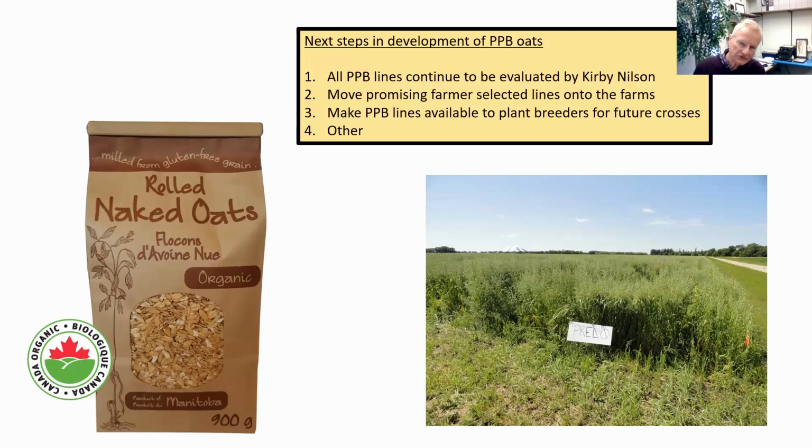So what are the next steps in the PPB oat program? Well, all PPB lines continue to be evaluated by Dr. Kirby Nielsen of Ag Canada at Brandon. And again, I think moving more promising farmer selected lines onto farms might be a possibility, as well as making the lines available to plant breeders for future crosses. And one of the things under other, I think, is to think about selecting oat lines under an intercropping scenario or under a cover cropping scenario.